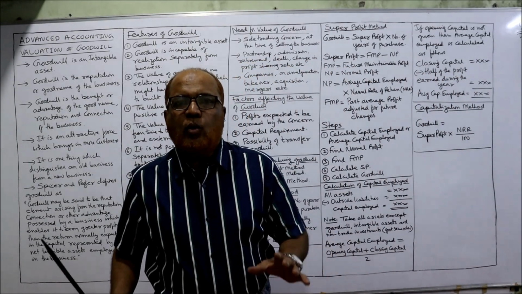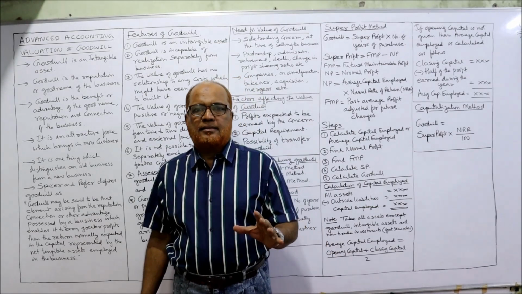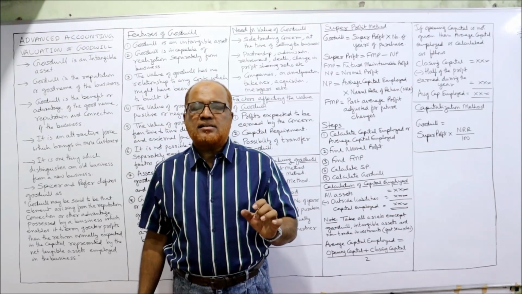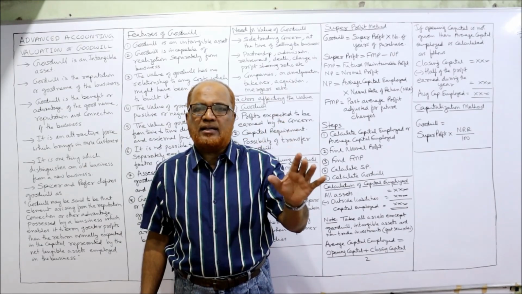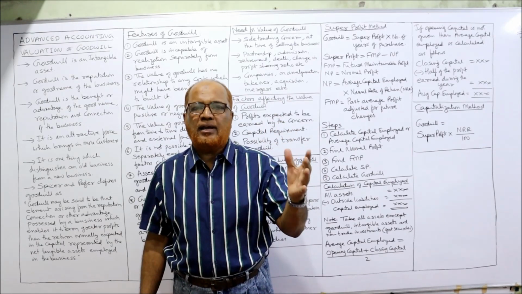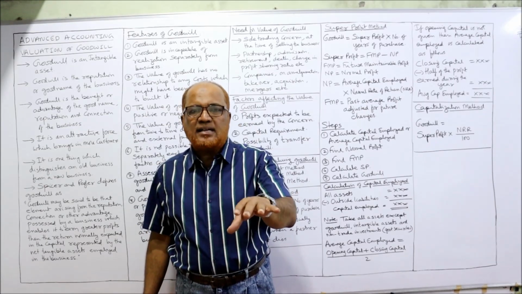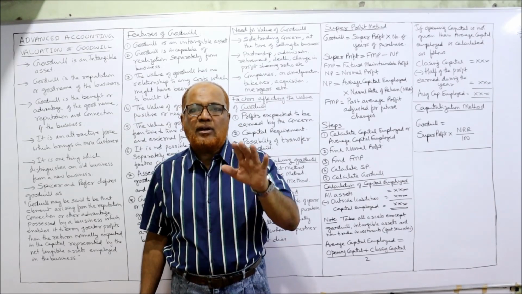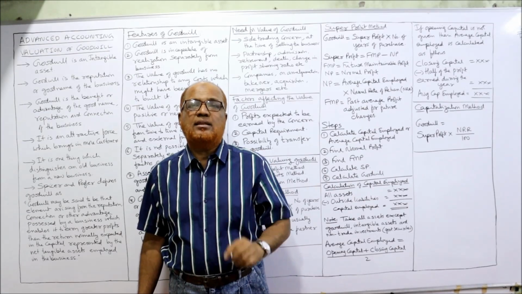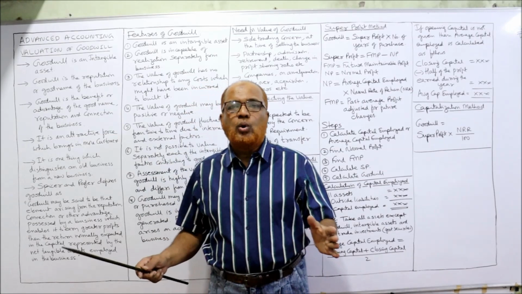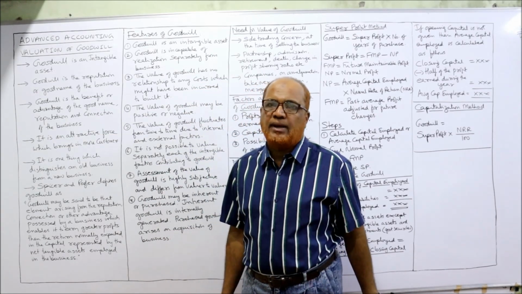Now, goodwill. Goodwill is an intangible asset. There are two types of assets, tangible and intangible. Tangible assets are those assets which we can see and touch. Example, machinery, plant, building, furniture. These are tangible assets. An intangible asset is an asset which we cannot see and cannot touch, but it is there in the business. It will help the business in increasing the profit. So, goodwill is such an intangible asset.